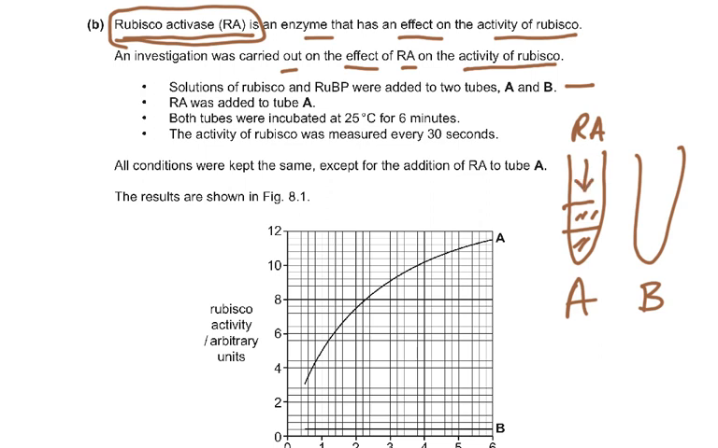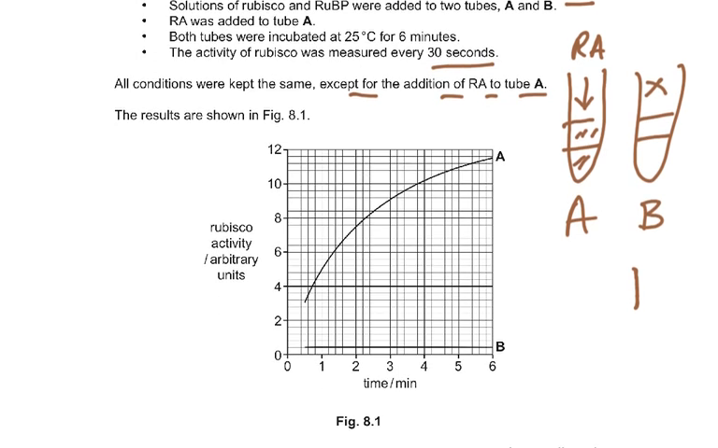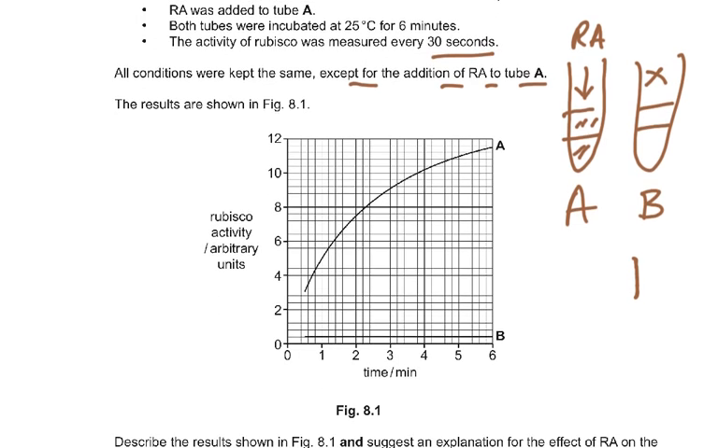Both tubes were incubated at 25 degrees for 6 minutes. The activity of Rubisco was measured over 30 seconds. All conditions were kept the same except the addition of RA to tube A. Here it was not added, and it was added to A. The results are shown. As you can see in tube B, we get a straight line, so Rubisco activity in arbitrary units is sort of negligible. This is the one for B which did not have RA.